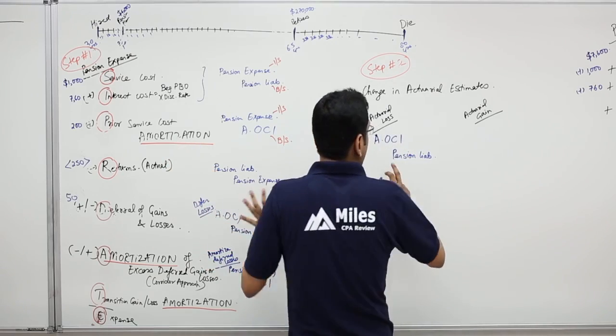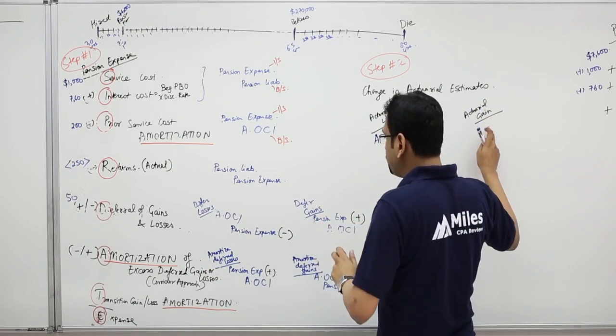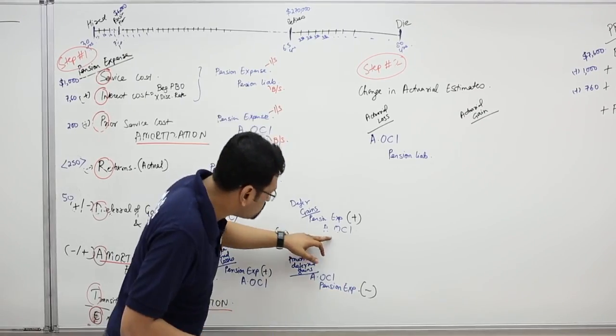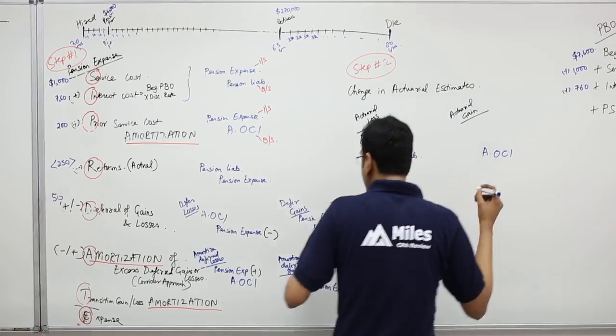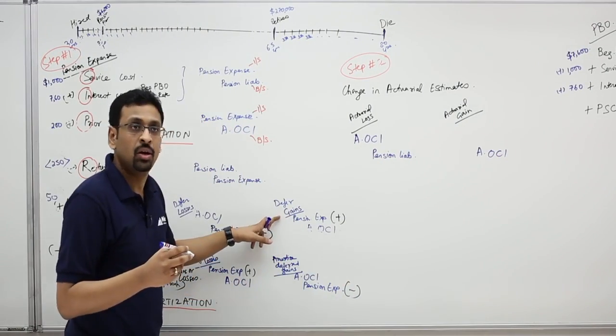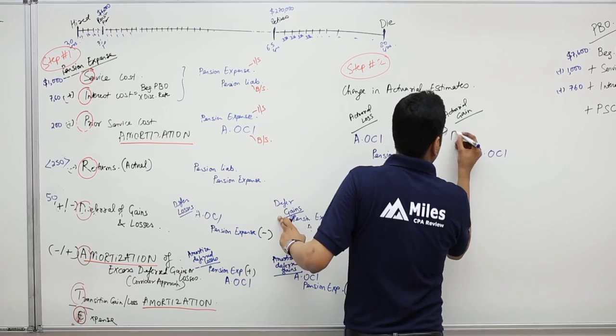So let's first look at the deferral journal entry. Here when we deferred the gain, it was parked into accumulated OCI. So accumulated OCI is still the credit, but we don't expense it yet. So this one goes into pension liability.